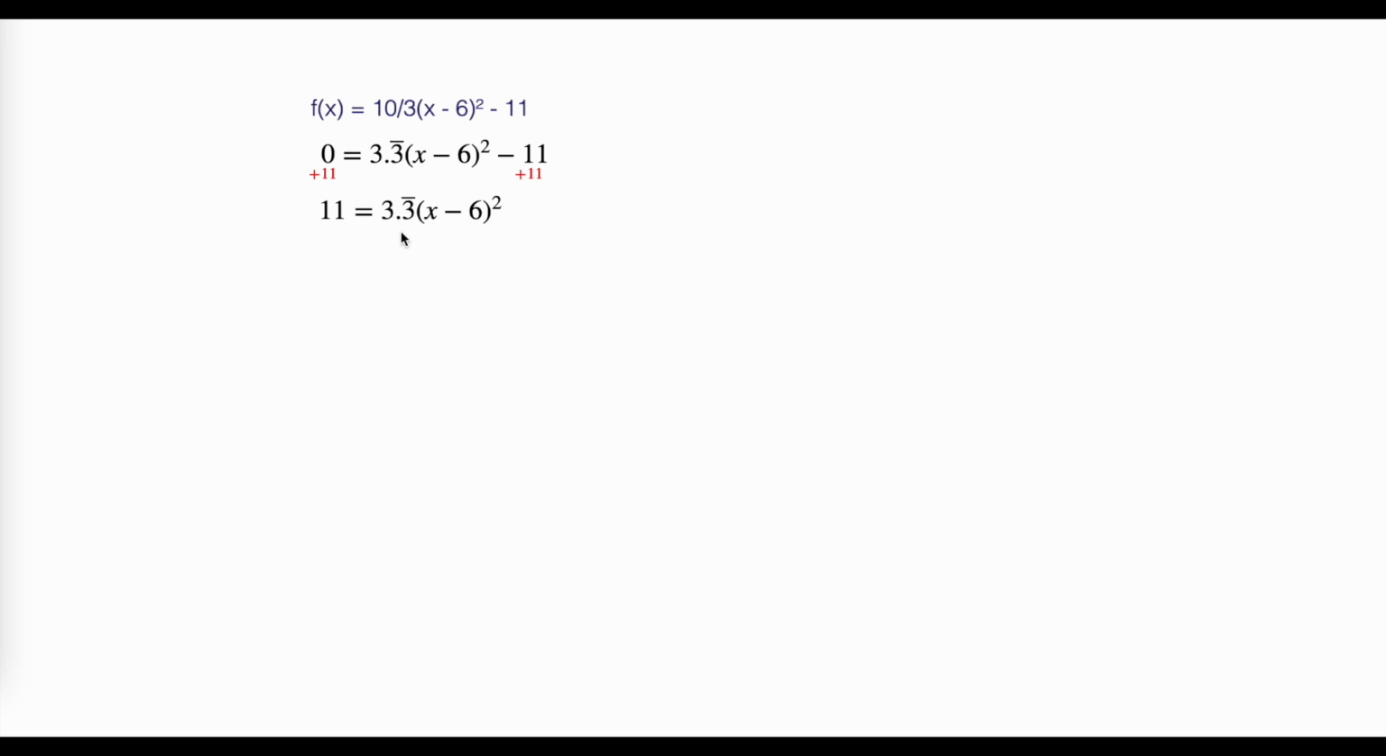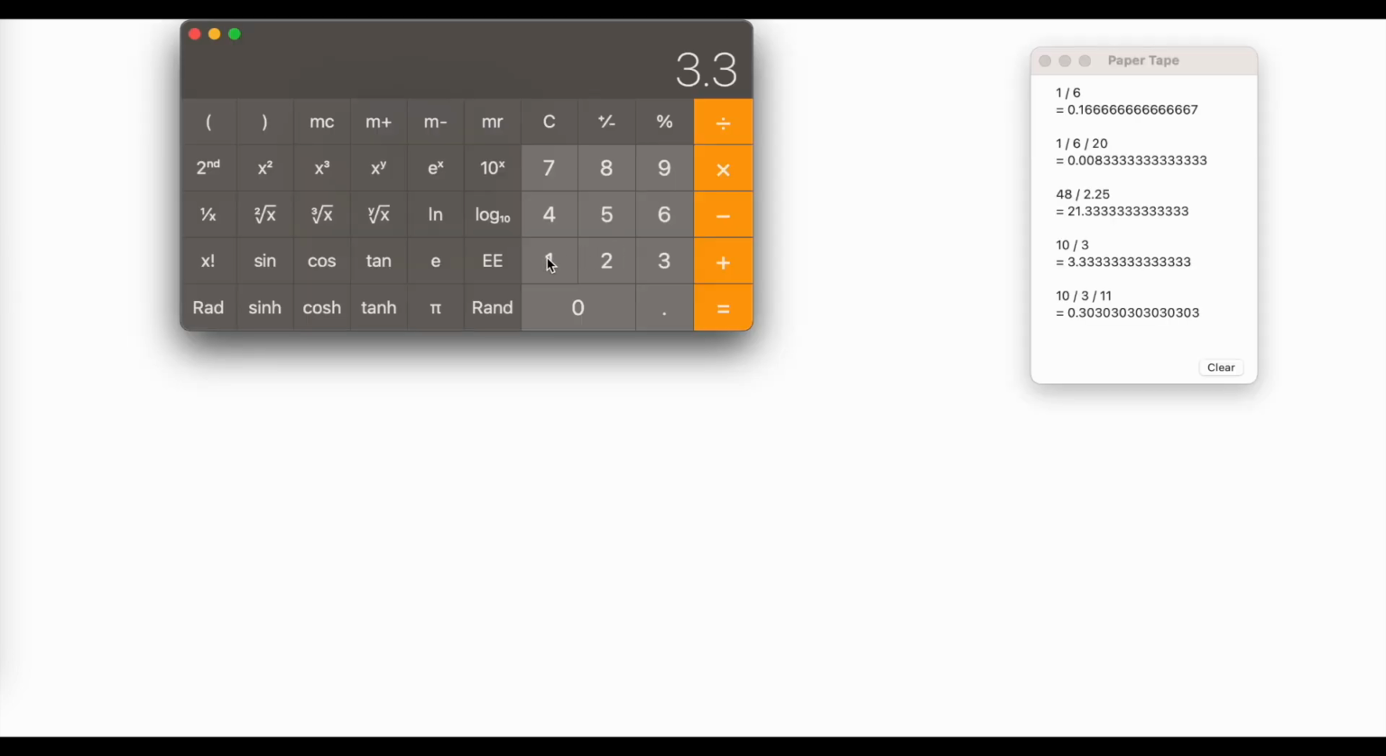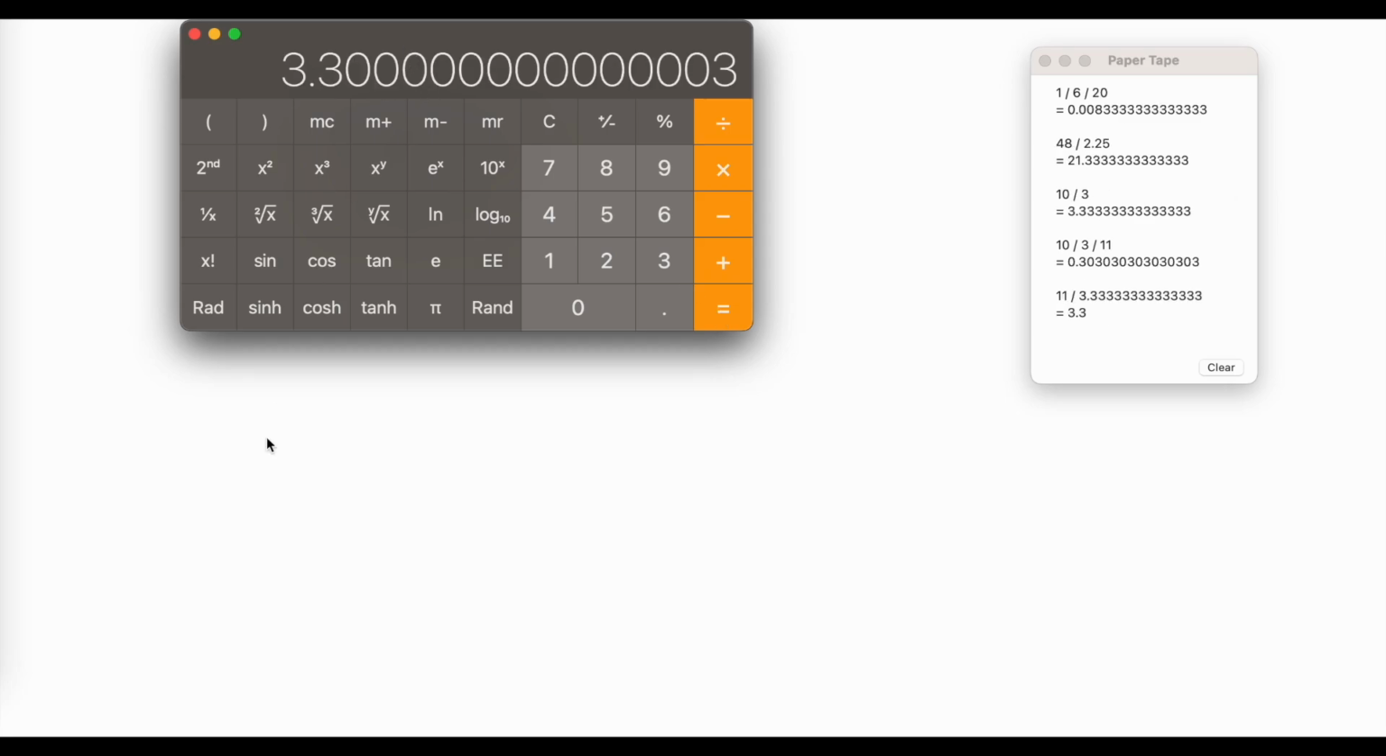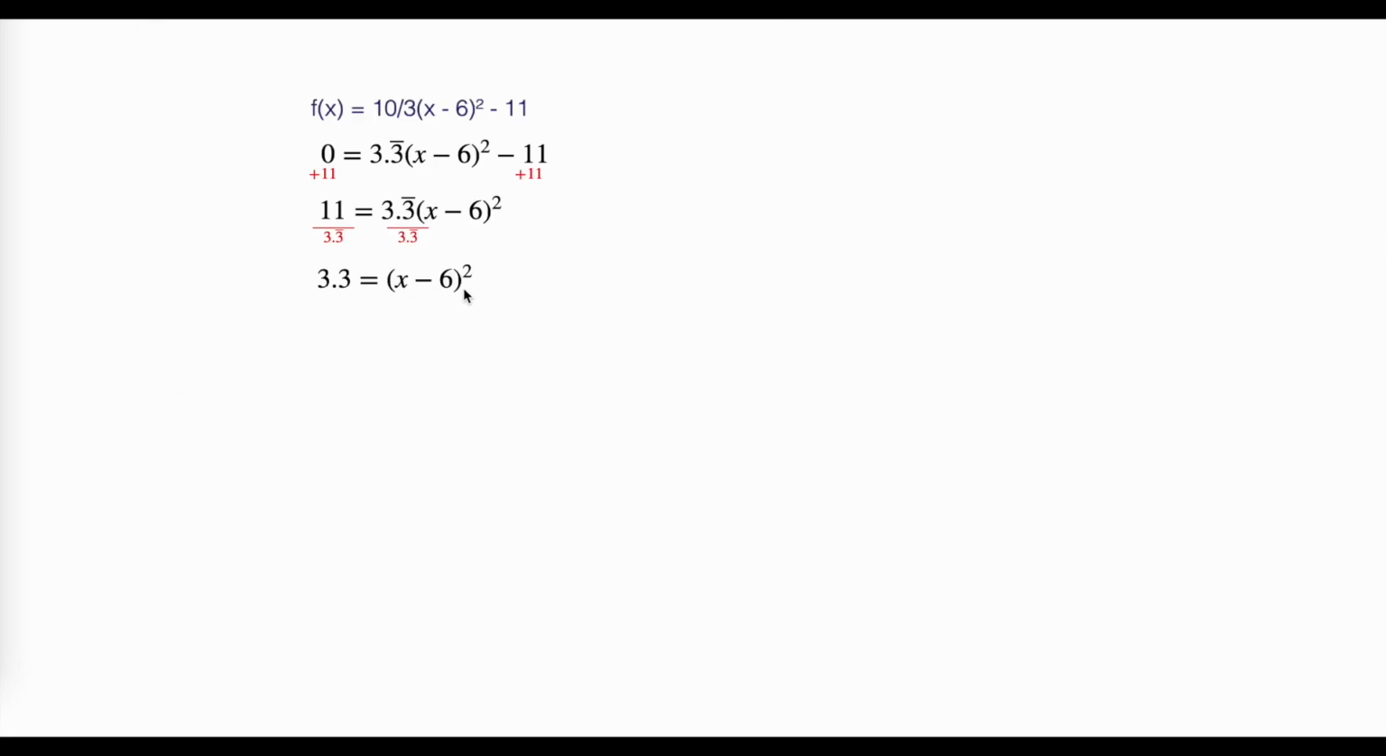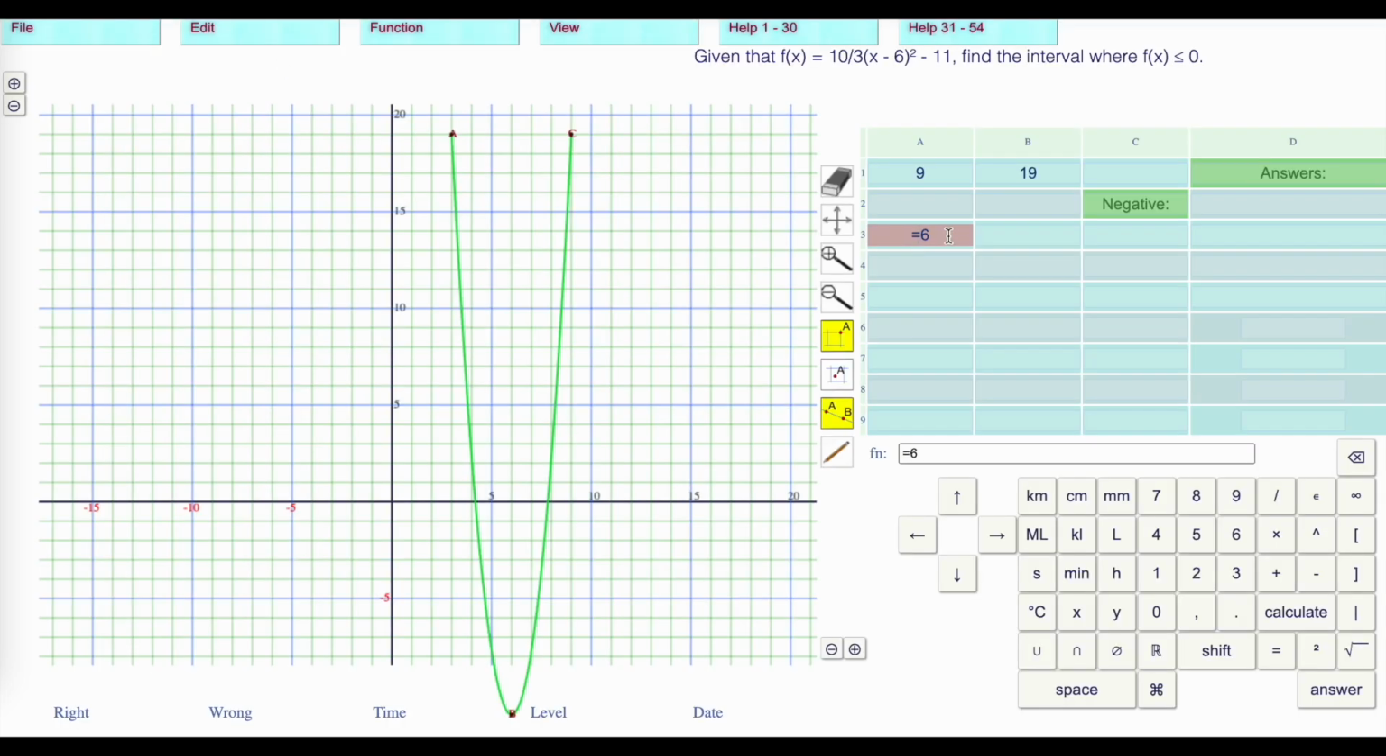I want to get rid of the 3.3 repeating, so I'm going to divide both sides by 3.3 repeating. When I do, we have 11 divided by 3.3 repeating gives us 3.3. 3.3 is equal to x minus 6 all squared. I want to get rid of this squared, so I'm going to take the square root of both sides. That gives me plus or minus the square root of 3.3. Then to get rid of the negative 6, I'm going to add 6 to both sides. That gives me 6 plus or minus root 3.3, which is 6 minus the square root of 3.3, which gives us 4.1834. That makes sense.